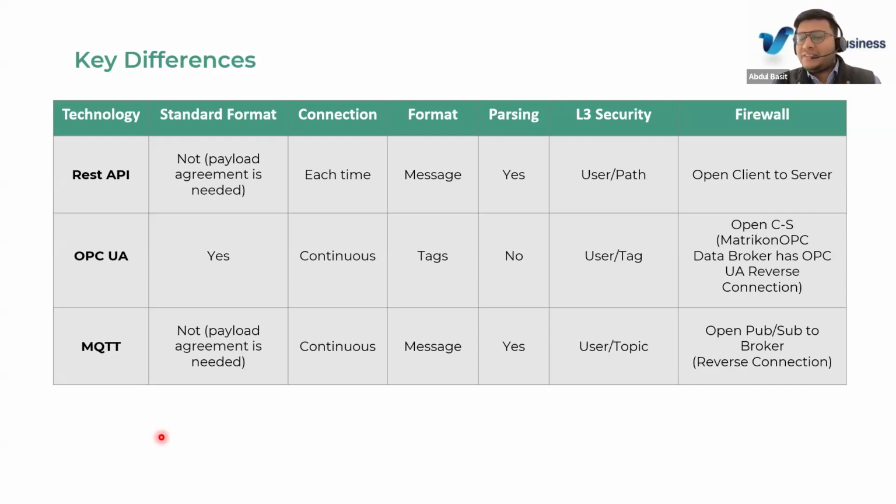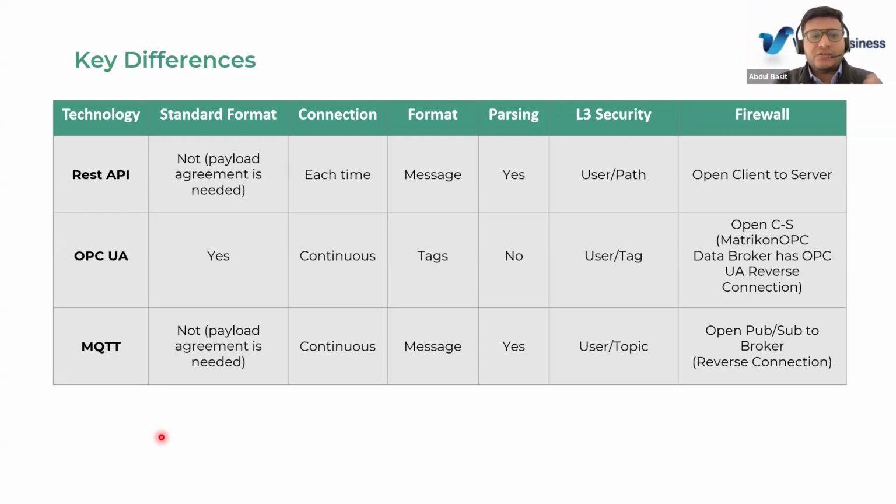So the level 3 security which REST API offers is based on user or path, or in case of OPC, you have user or tags. In case of MQTT, you have user or topic. So what is the additional benefit when it comes to the security? For example, you have a topic, and inside that topic, you have multiple data, multiple information. So you can have the security based on topics. But in case of OPC UA, you can have it based on tags, for example, a tag for temperature, a tag for your pressure. In case of MQTT, you are sending the topic, and all the information can be seen by the subscriber.